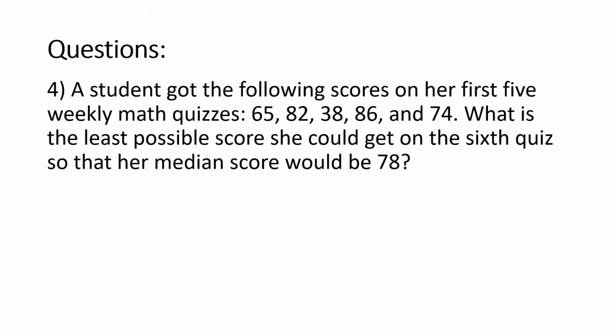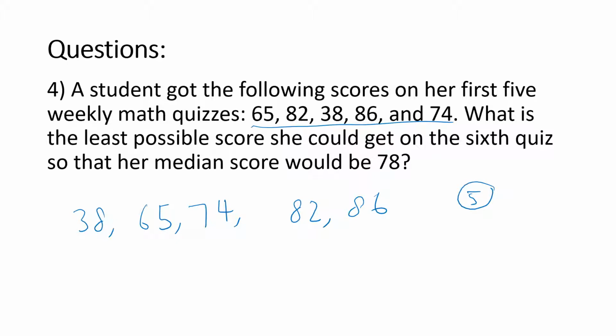Question number 4. A student got the following scores on her 5 weekly math quizzes. What is the least possible score she would get on the 6th quiz so that her median score would be 78? We want to sort the 5 numbers first: 38, 65, 74, 82, and 86. So now we have 5 numbers. We want to add in one more. The median would be 78.